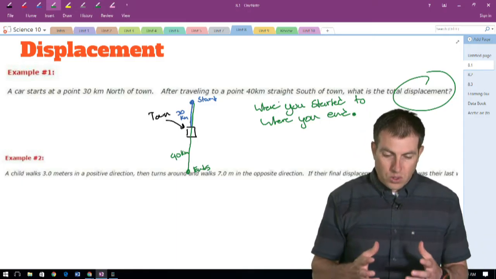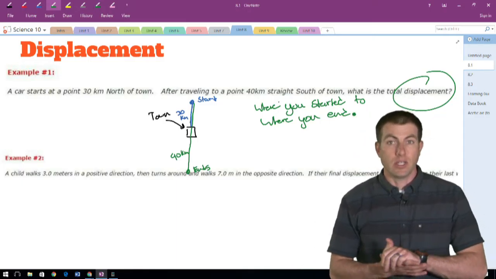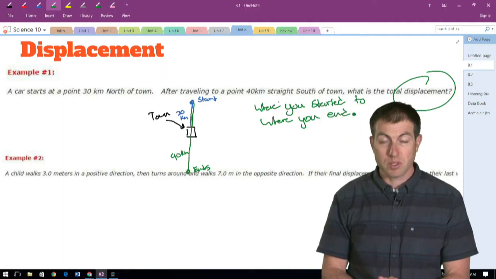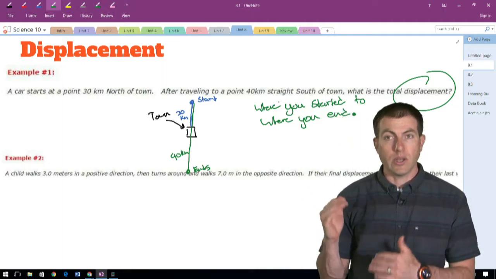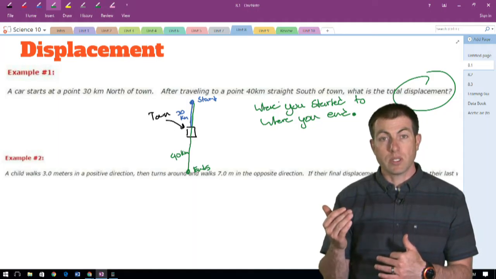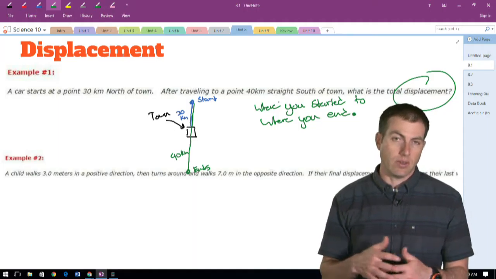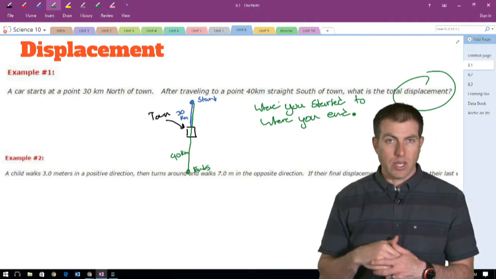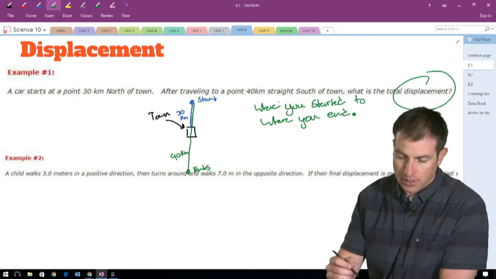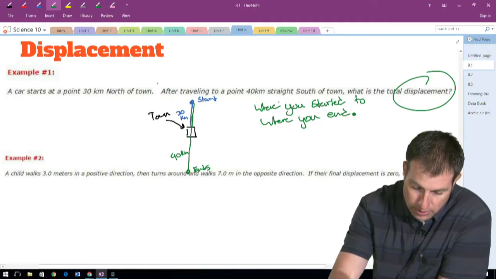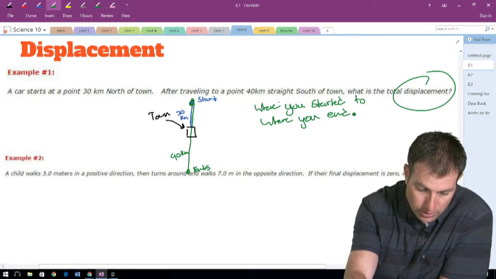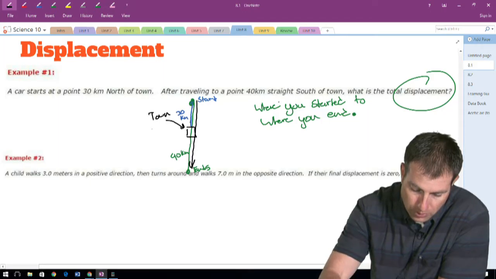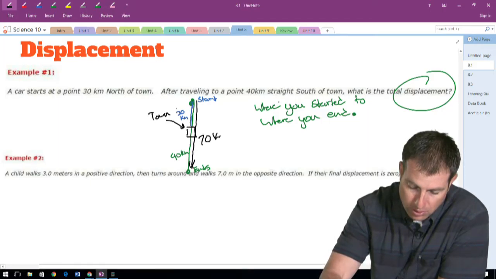we really try to make it very clear the differences in the definitions of these words. Displacement's from where you started to where you ended. So 40 kilometers south of town would be your position relative to town. That's right. But how far did you go from where you started to where you ended? In this case, you started up here and you ended all the way down there, and that's 70 kilometers.